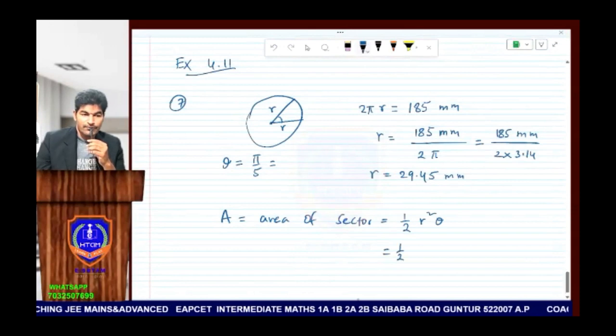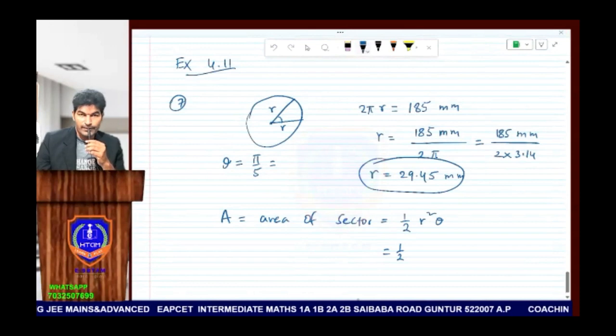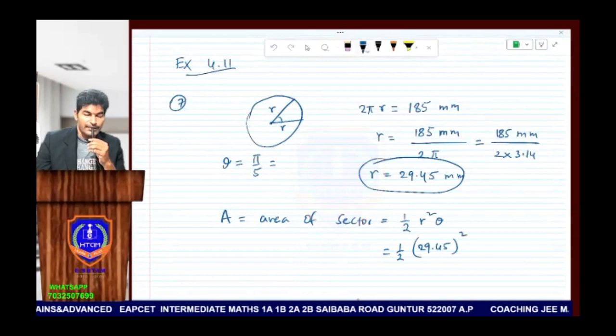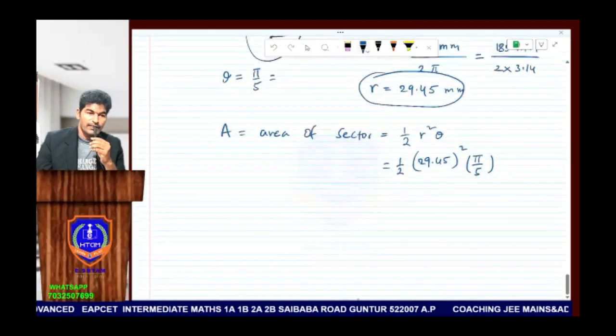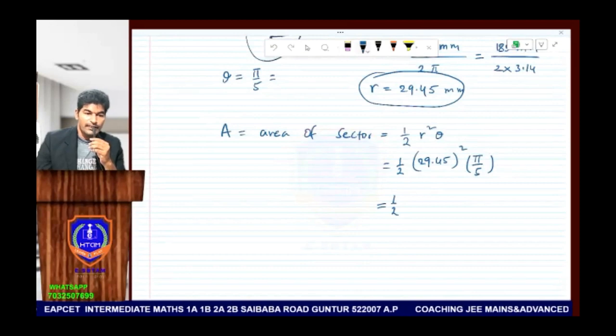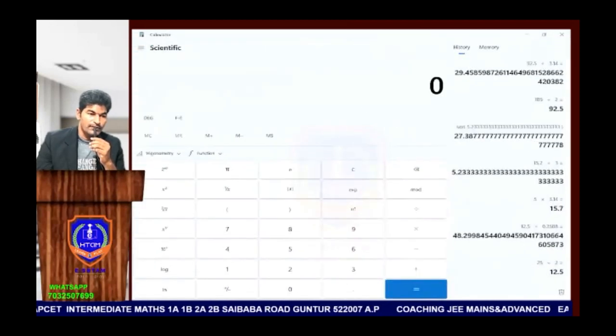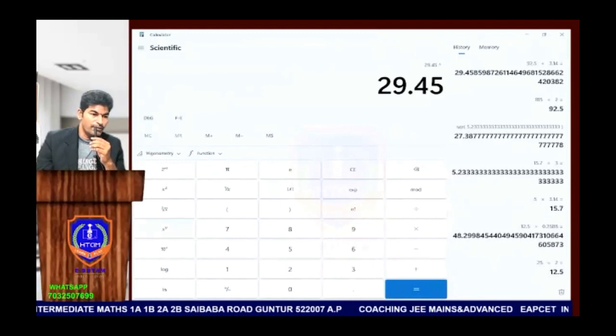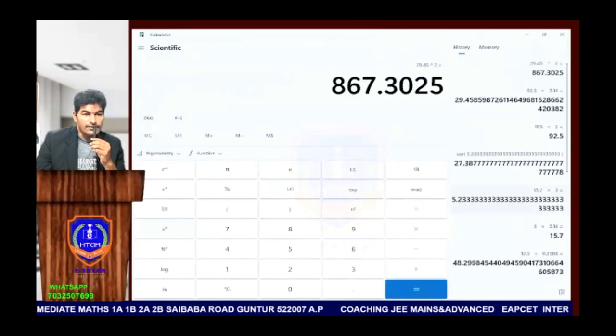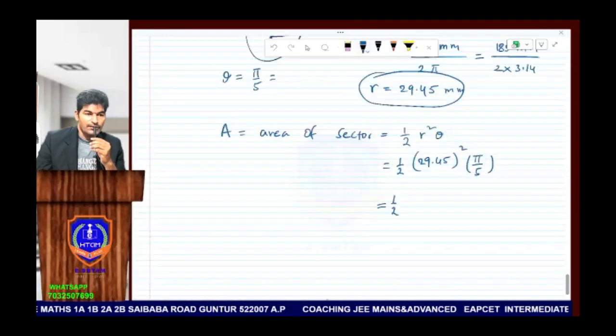And 1 by 2, what is r square? You just got r from the circumference. Write down 29.45 square, and theta is pi by 5. Now if you calculate this value, that will be the answer. So 1 by 2, we will do 29.45 whole square. Just calculate 29.45 square. How much will it be? It is 867.3025.